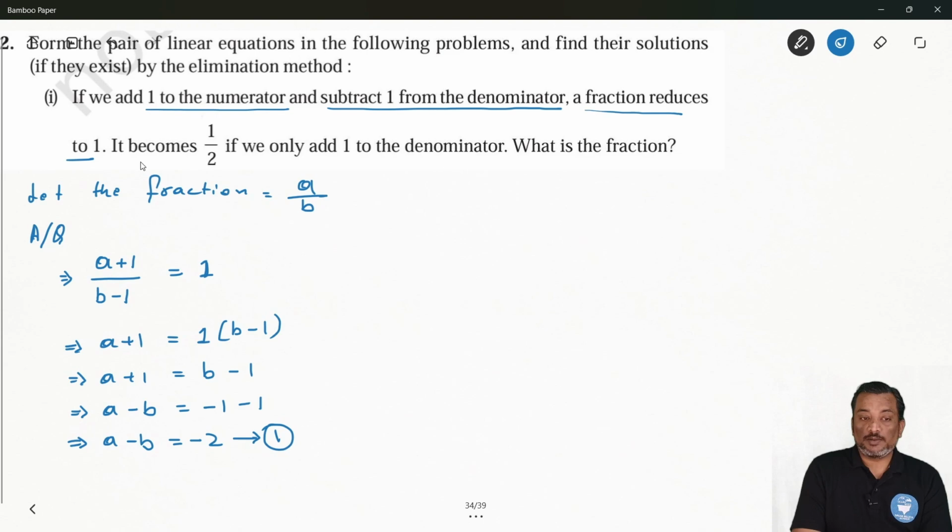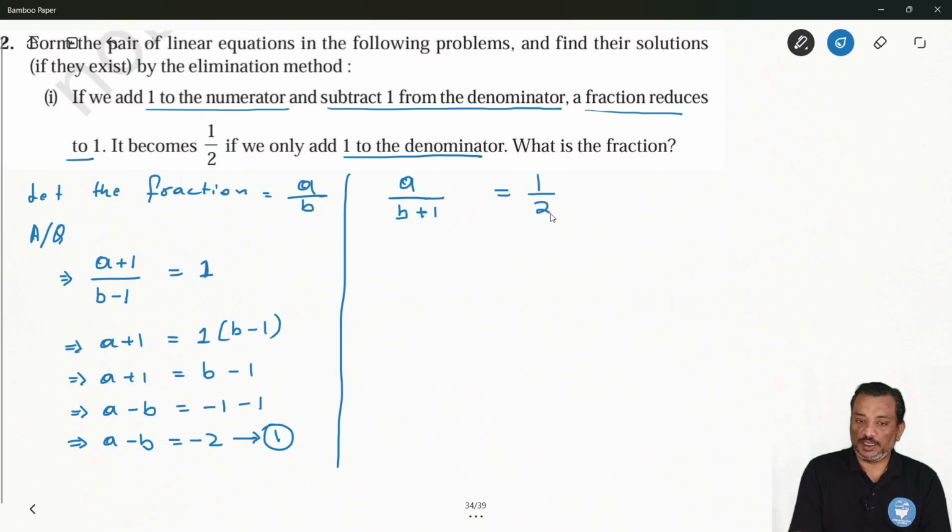अब दूसरा क्या बोल रहा है आपका? It becomes 1 over 2. हमारा जो फ्रैक्शन है वो क्या हो जाएगा? 1 over 2. ठीक है, तो हम दूसरे एक्सप्रेशन को लेते हैं. तो फ्रैक्शन है हमारा a over b. ठीक है. Now it is saying if we add 1 to the denominator. So 1 we will add to the denominator, the fraction becomes 1 over 2. ठीक है. तो same way we will do the cross multiplication. So 2a is equal to b plus 1. So now you can bring the b to this side. So 2a minus b is equal to 1. ठीक है. This is your equation 2.